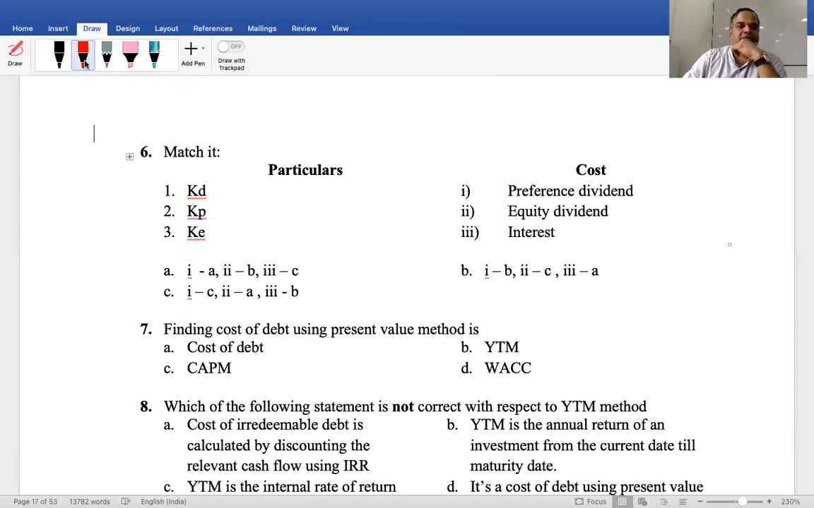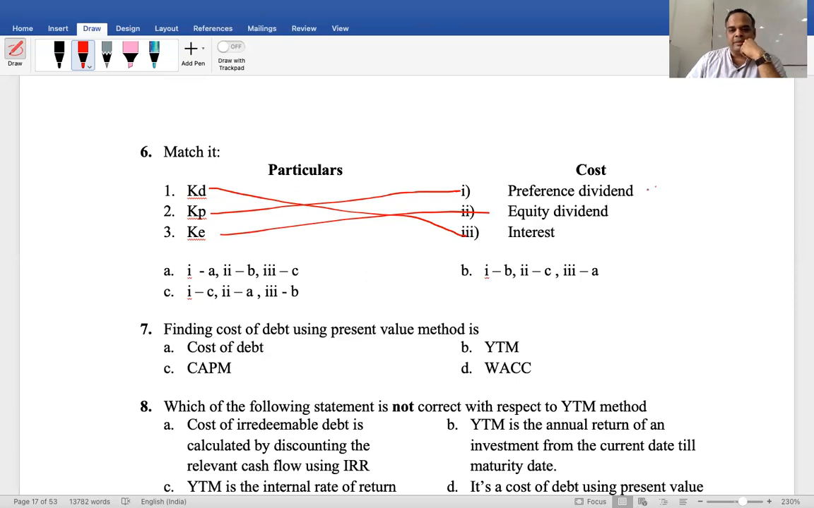Match the particulars and the cost. KD, KP, KE; preference dividend, equity dividend, interest. KD represents what? Interest. Right? KP is for preference dividend. KE is for equity dividend. So, A, B, C. For 1, C; 2, A; and 3, B. Therefore, which option is correct? Option C is the correct one.